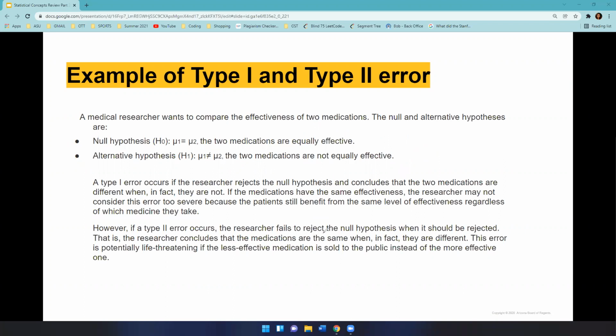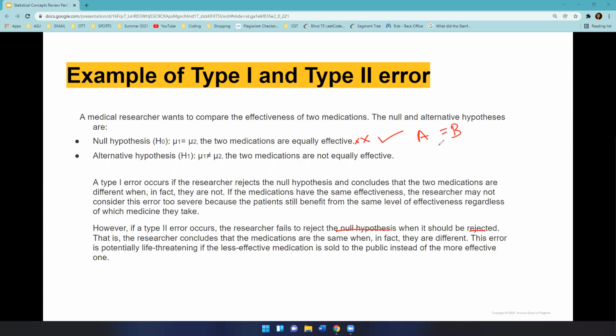So the researcher fails to reject the null hypothesis when it should be rejected. So we should have rejected this, and the researcher did not. So the researcher concludes that the medications are the same. We had to reject this, but we said this is true. We said that both the medicines are equal.